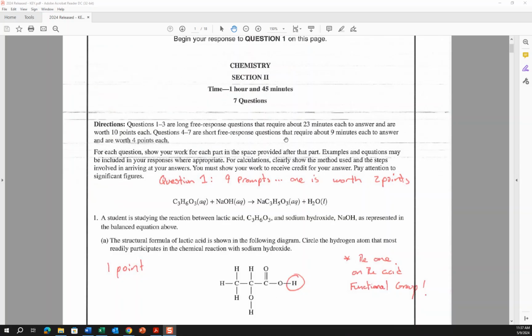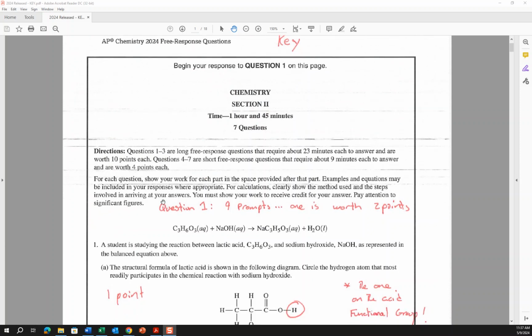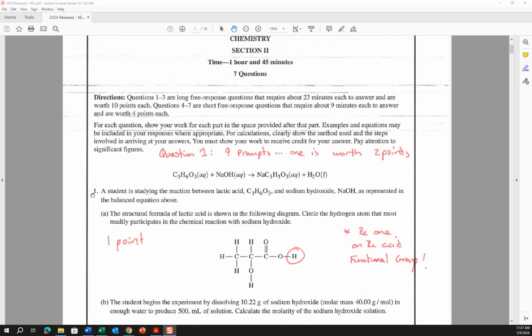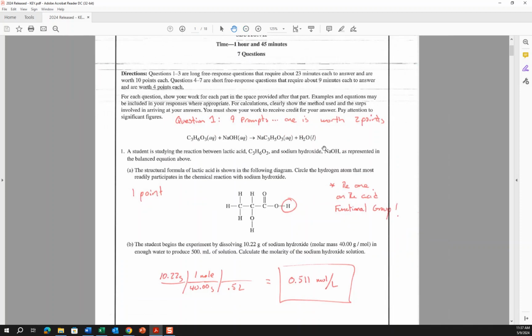All right, so remember the first few questions are worth 10 points. So the first thing I like to do is go through and see how many prompts there are, meaning like question one, how many different parts are there. And there's 9 prompts, so that means one of the prompts is worth 2 points. Now, there's no way for us to know which one is worth 2 points. I have an idea of which one I think is worth 2 points, and I'll tell you when I get there. But for the most part, they're all worth 1 point, and one of them is going to be worth 2 points.